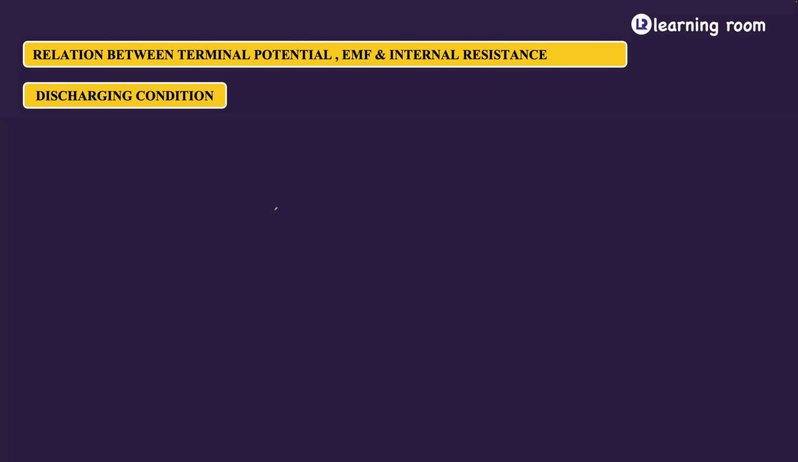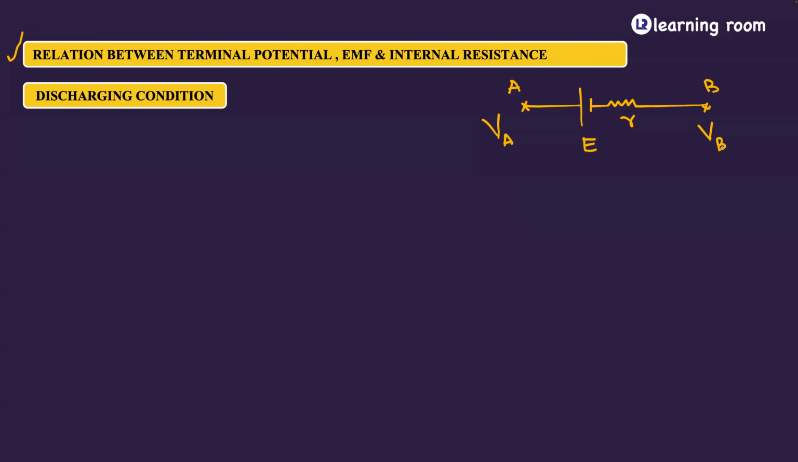Now, let's look at the next important concept, that is the relation between terminal potential, EMF and internal resistance. So, if I take a cell with an internal resistance R, and I take this end to be A and this end to be B, let's say this end has a potential of VA and this end has a potential of VB. Okay. Now, there are two scenarios.